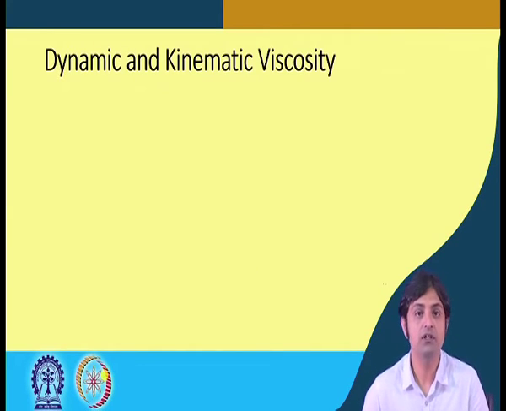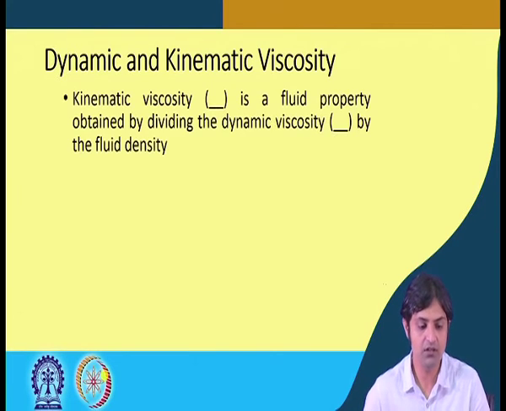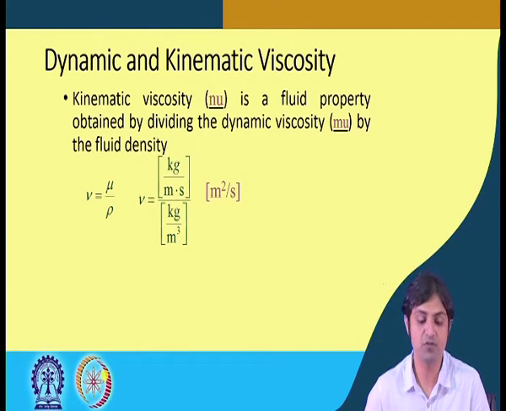So now, as we briefly touched on dynamic and kinematic viscosity, kinematic viscosity, also called nu, is a fluid property obtained by dividing dynamic viscosity mu by fluid density. So mu and nu are related by fluid density as given below. Nu is mu by rho, and if we write it in terms of units, we get nu as meter square per second, as we have seen in the slides at the beginning of this lecture.